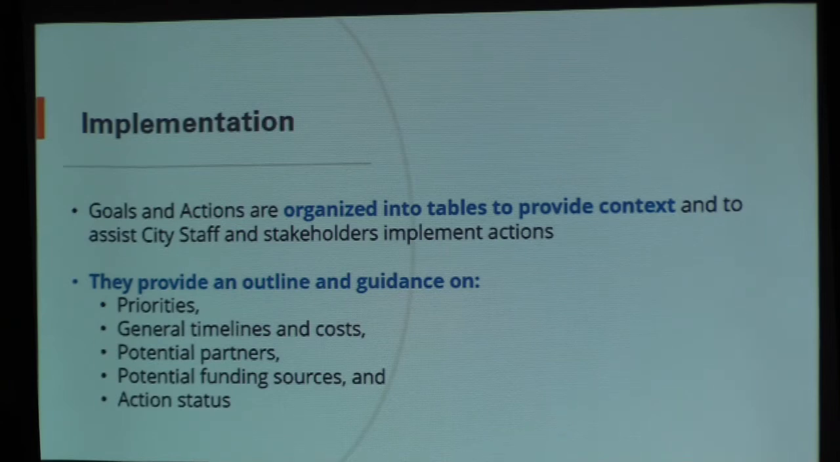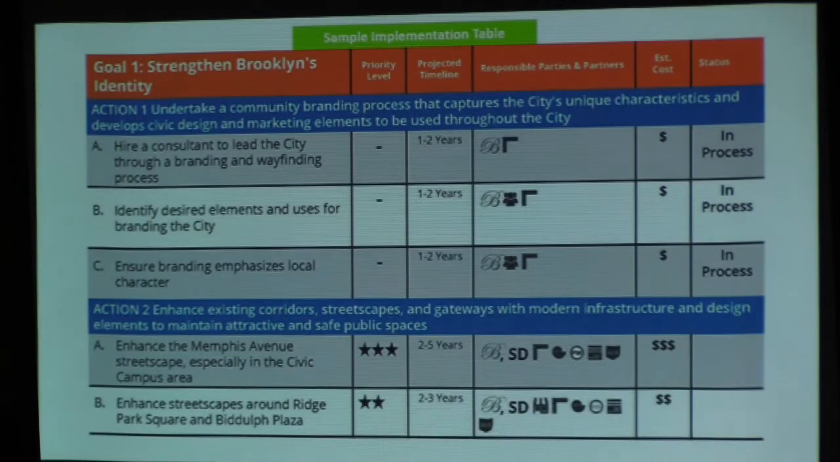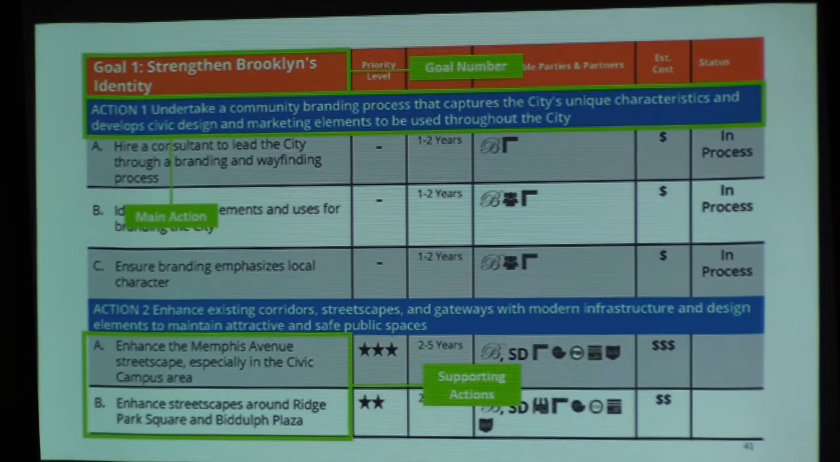So what we've done with implementation is take the goals and actually organize them into a table, and with that table provide items like what is the priority, what are the timelines and costs, are there potential partners that can help with this, but also are there funding sources and a way to keep track of it. So I'm just going to walk through the table here and show you what I'm talking about. We have the goal and we have actions underneath it, and underneath each main action there are some supporting actions. So action 1 might be a little more broad, and those supporting actions are there to break it down a little bit further.